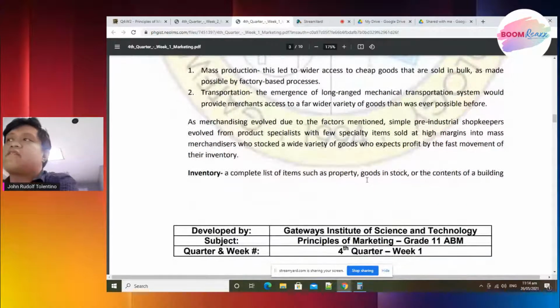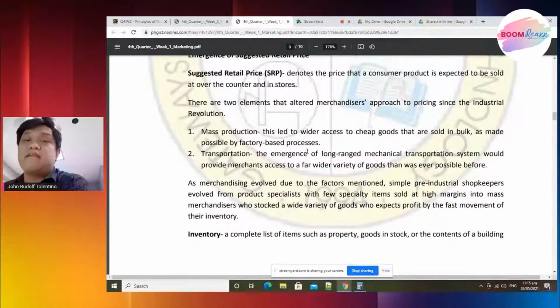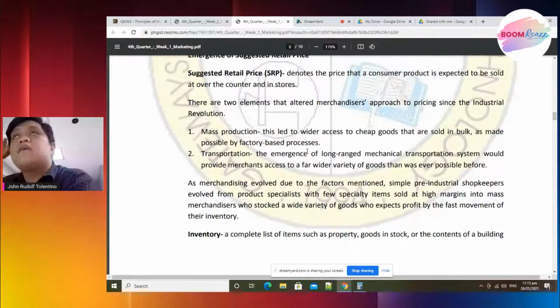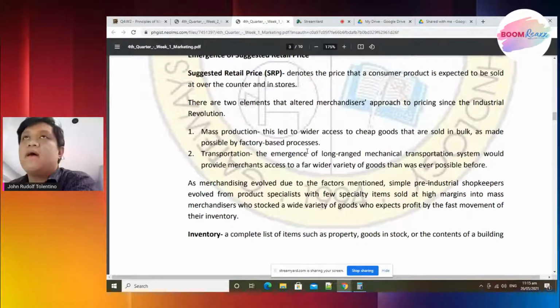As merchandising evolves due to factors mentioned, simple pre-industrial shopkeepers involved in the product specialists in a few special items sold at high margins moved into mass merchandising, who stock a wide variety of goods who expect profit as fast movement of their inventory. Okay. So here in the merchandising kasi, malaking bagay kasi yung ganitong elements. Kasi it will give you a push product. So, kumbaga in terms of the cycle of your product, mas mabilis mapapurchase yung product mo kapag meron kang ganitong klaseng elements. So, ang mangyayari is mabilis mag-replenish. In terms of the inventory of your goods or sold goods mo, mabilis ka makakapag-produce.